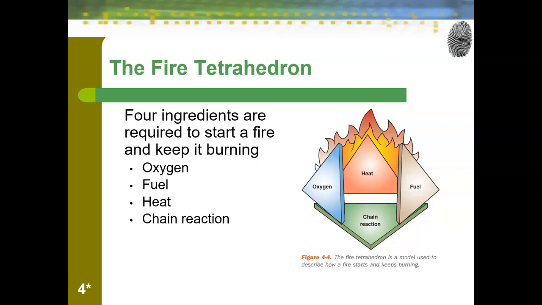Now, there is the fire tetrahedron, and tetra means four, so it's a four-sided shape, and that is because there are four ingredients that are required to start a fire and keep it burning. It used to just be called the fire triangle, but that was just to start a fire. They added the fourth element for the "keep it burning." That is oxygen, fuel, heat, and a chain reaction. Chain reaction is what was added as far as the keep it burning is concerned. So those are the four elements required to have a fire that can keep burning.